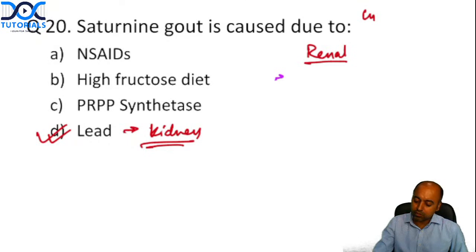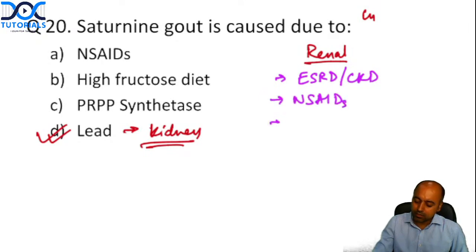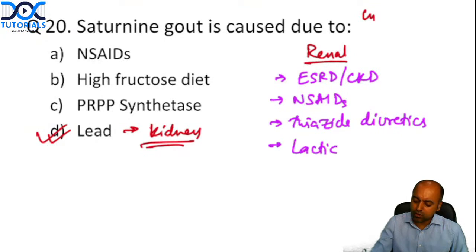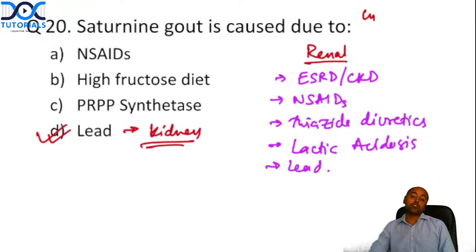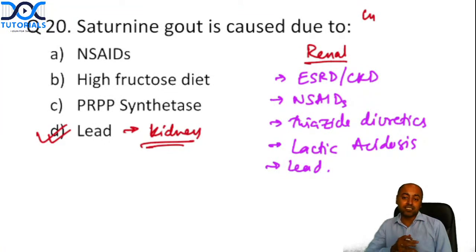The important causes include end stage renal disease or CKD, NSAIDs, thiazide diuretics, any cause of lactic acidosis, and last is lead. These are the important renal causes for gout.